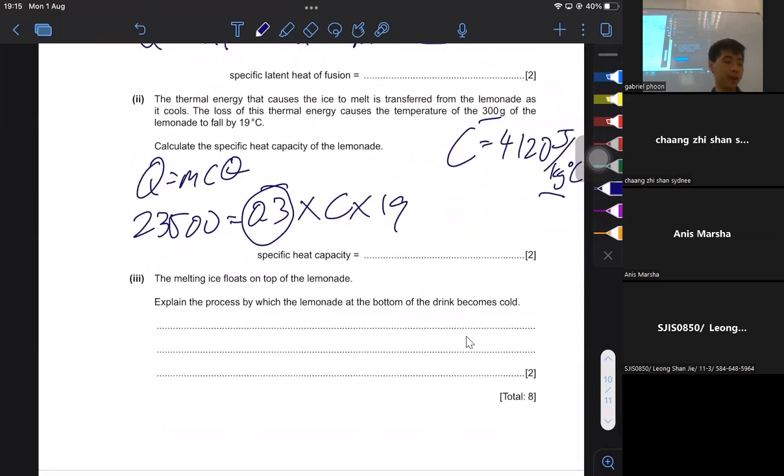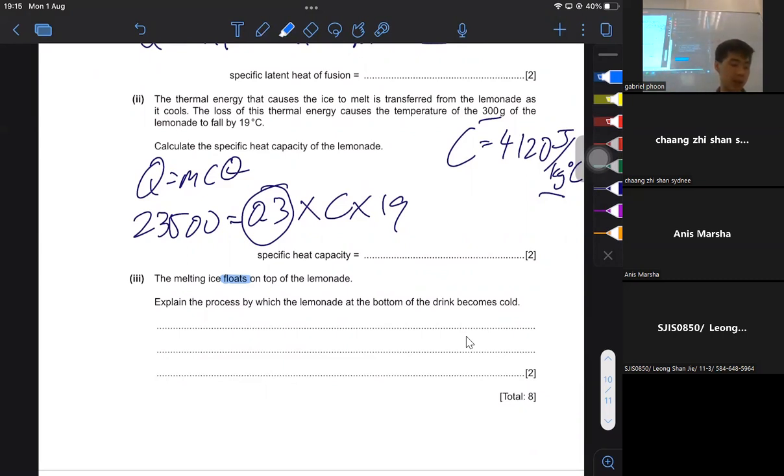Okay, then final one here. Guys, this is a keyword. I want you all to pay attention to this. You see this word, as soon as you see this word, the melting ice floats on top or sinks. If you talk about float or sink, straight away you should ask yourself in terms of density already. Because in terms of density, less dense will float, more dense will sink, right?